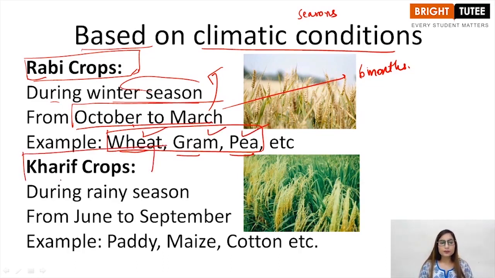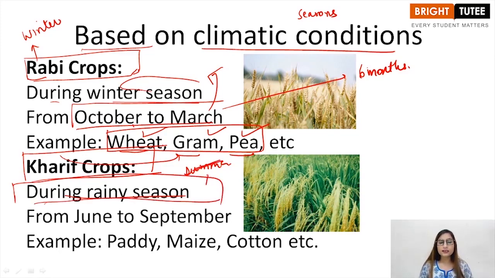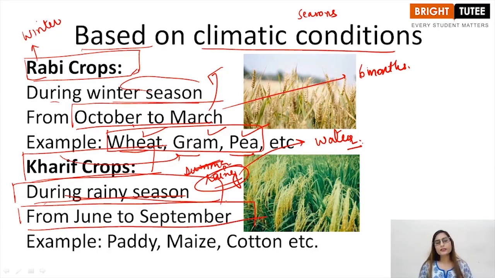Second kind is Kharif crops. Rabi is for winter, right? You have to remember, Rabi is for winter and Kharif is for summer. It is basically from during rainy season these crops are grown. Not summer, actually this is rainy. Now you can understand, if we are considering rainy season to grow these crops, this means that we require a large quantity of water to grow these crops, right? They are grown from June to September, right? It is a shorter period of time, basically June, July, August, September, 4 months only.